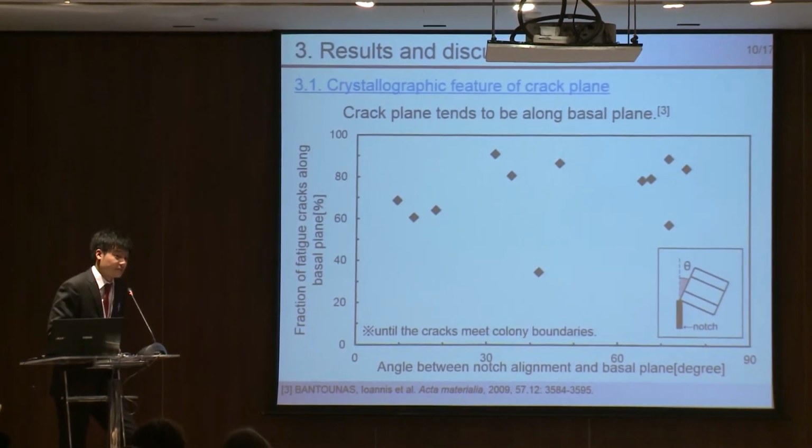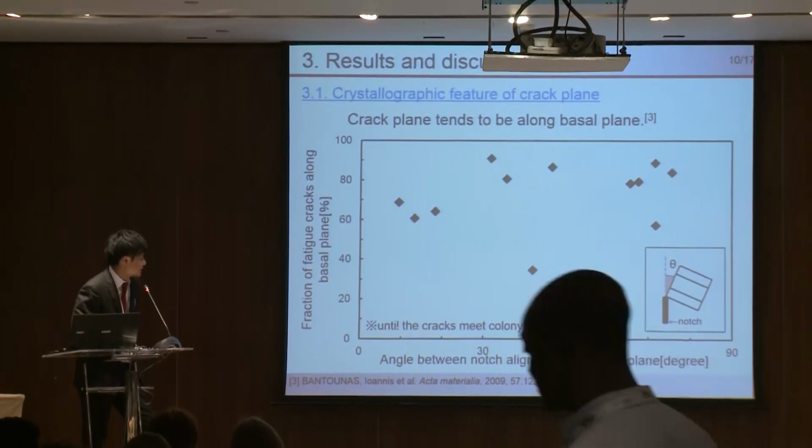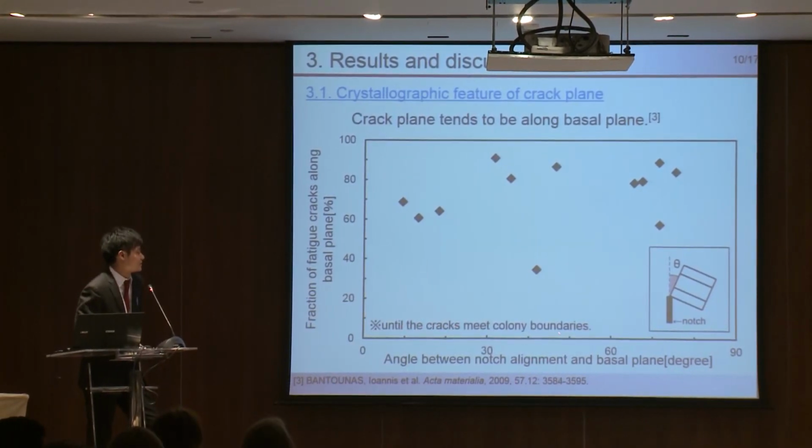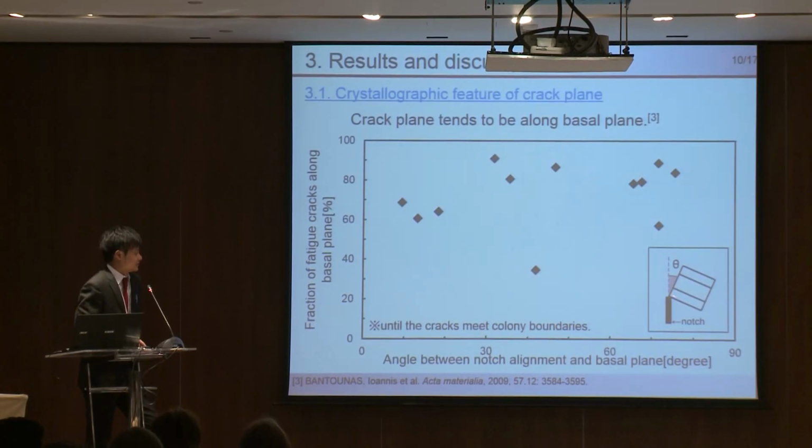For the sake of simplicity, the data until the crack reaches the colony boundaries are analyzed, and basal plane trace was measured by EBSD. In this graph, the fraction was plotted against the angle between notch alignment and basal plane, like this angle. As you can see, in my research, crack plane tends to be along the basal plane too.